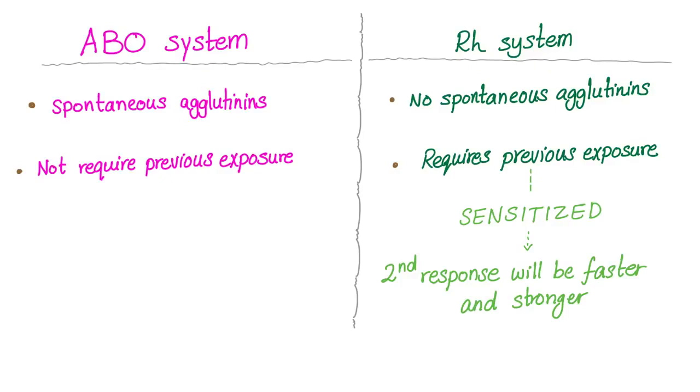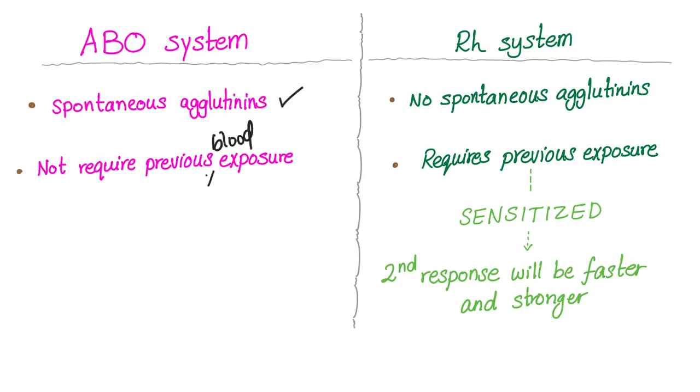There is a key difference between the ABO system and the Rh system. ABO system can produce spontaneous agglutinins without exposure to foreign blood. Any baby is born without any agglutinins, but just spontaneously, a few months after birth, the baby will form antibodies. So we do not require previous exposure to blood.